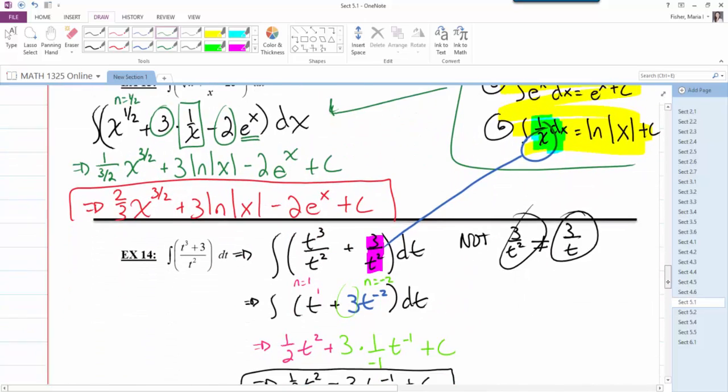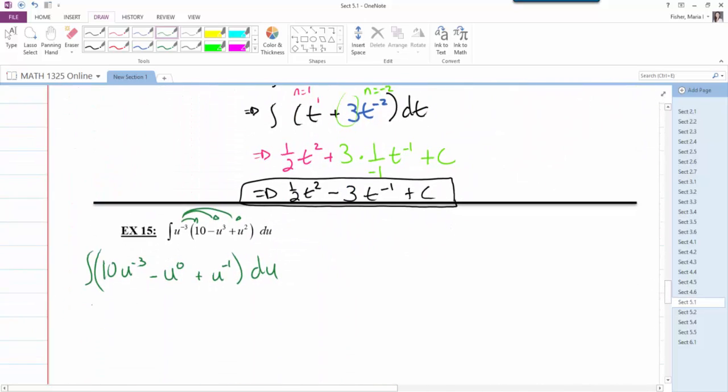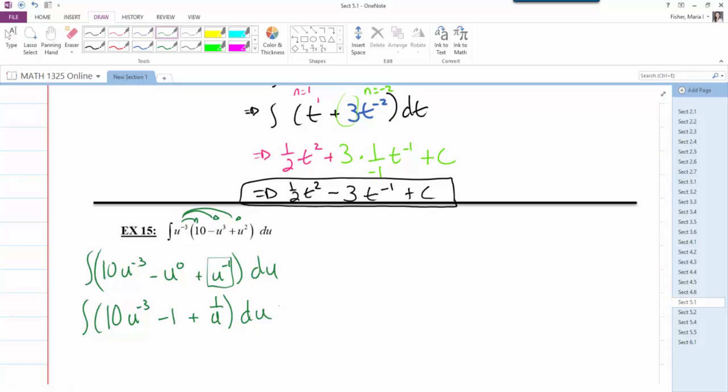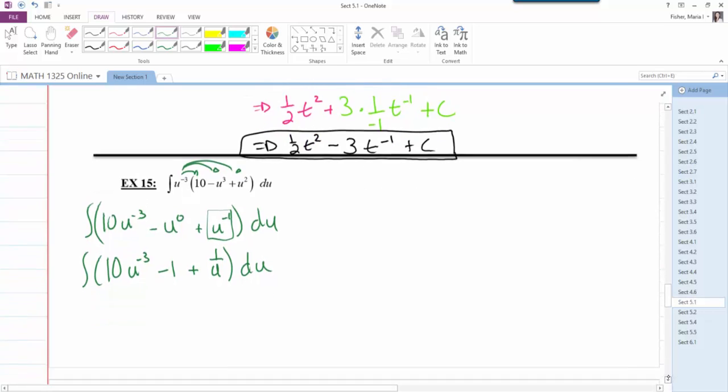So let's go ahead and rewrite the whole entire thing before we integrate. So this is the integral of 10 u to the negative third. Anything to the 0 power other than 0 is 1. And then I'm going to write u to the negative first as 1 over u to remind me that I'm going to be using the natural log of the absolute value of u to integrate that. So now let's find the indefinite integral.